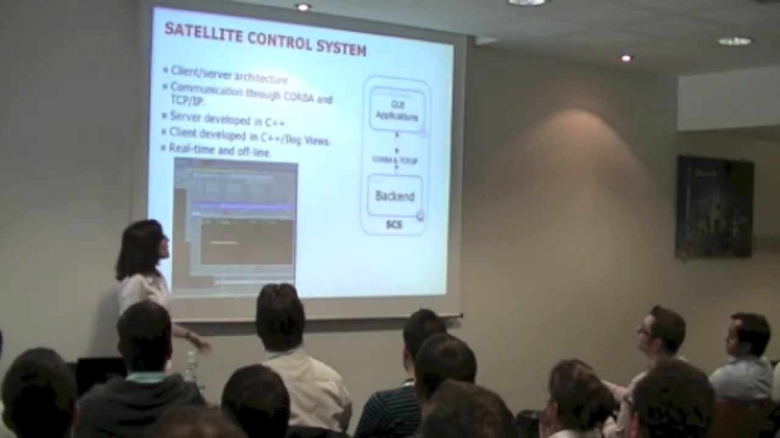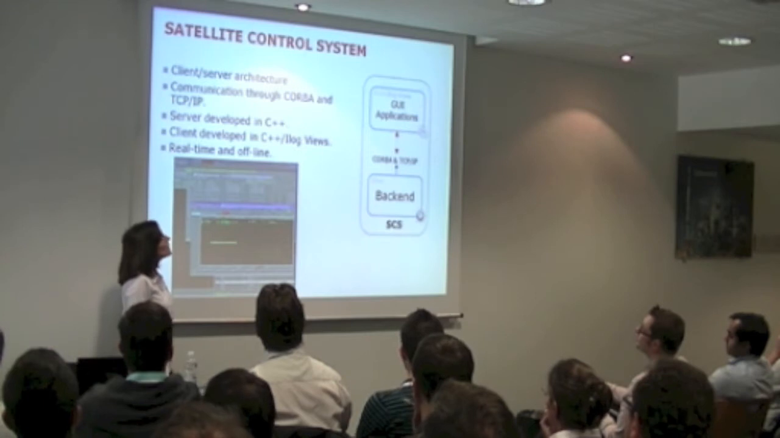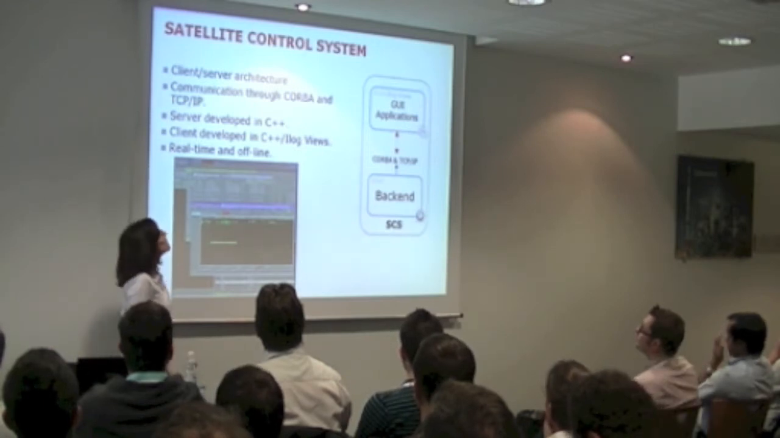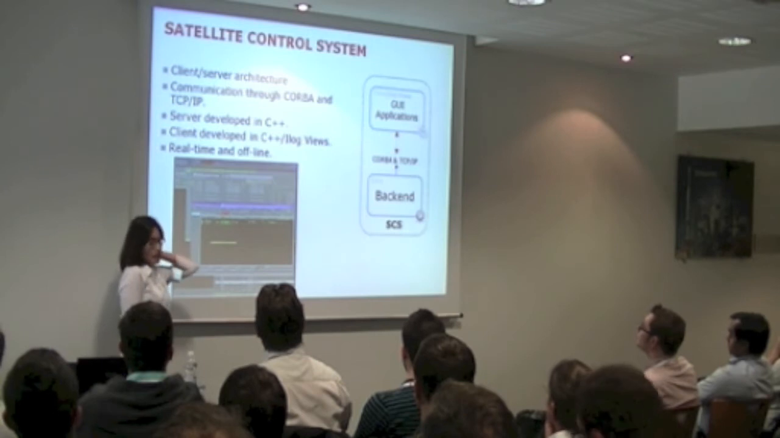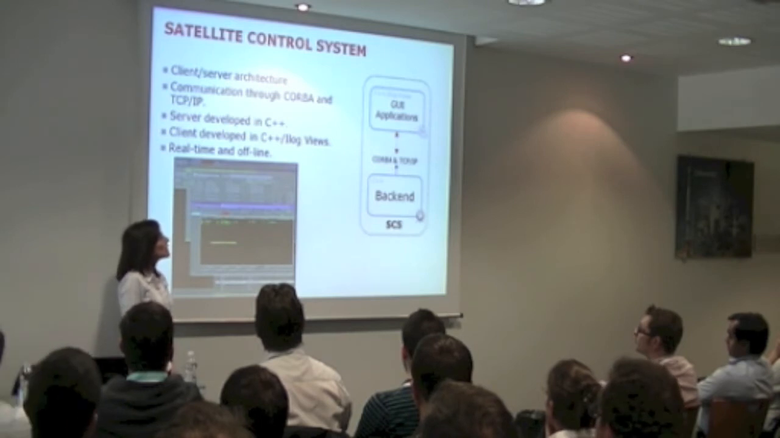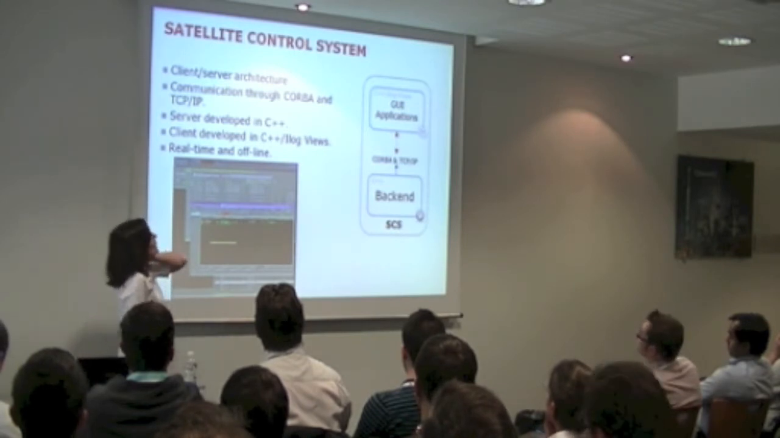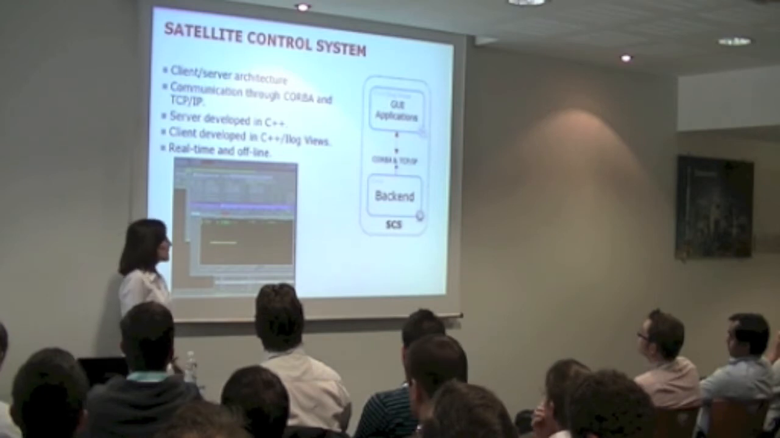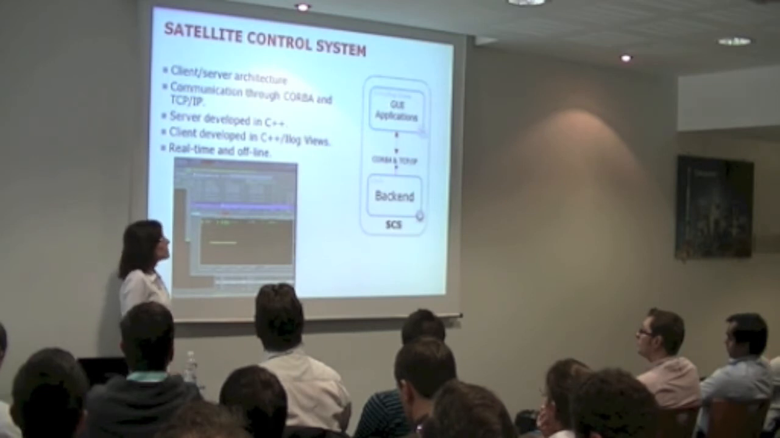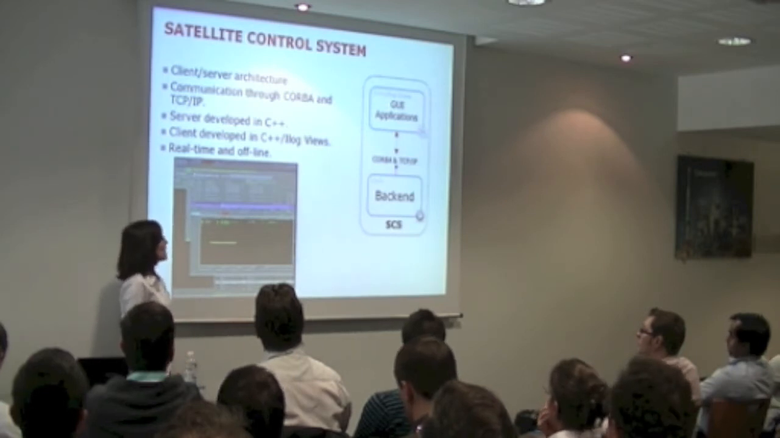I will describe in more detail some technical aspects of these systems. These 3 systems are based on a client-server architecture. In the case of the satellite control system, the server is implemented in C++, and the client side is implemented in C++ and ILOG Views. ILOG Views is a graphical toolkit to implement C++ graphical applications. The communication is based on CORBA and TCP/IP. The applications of these systems are basically real-time applications that receive the information of the satellite, process this information, and represent it in several ways, for example, as charts.